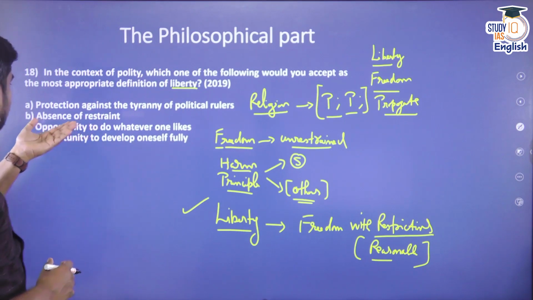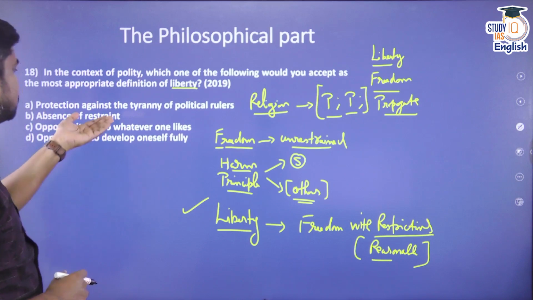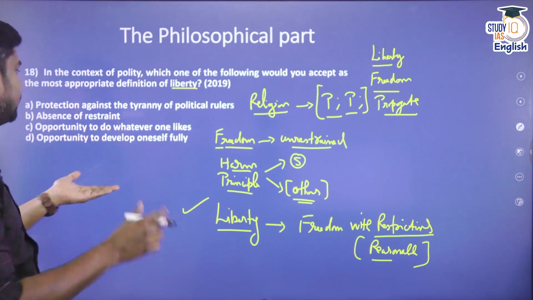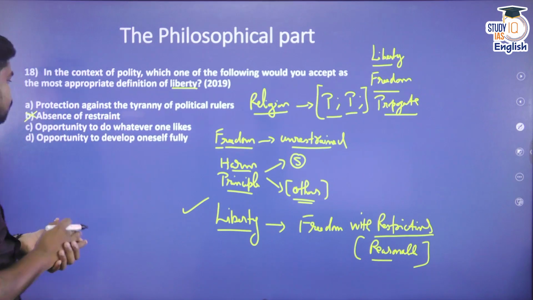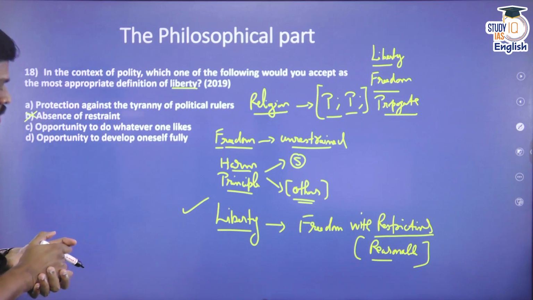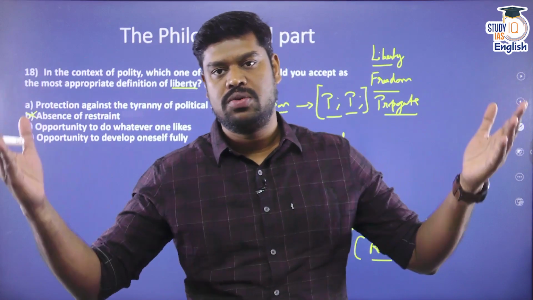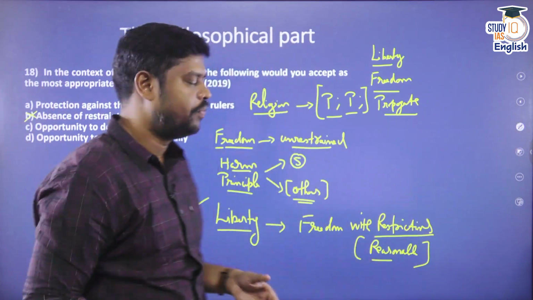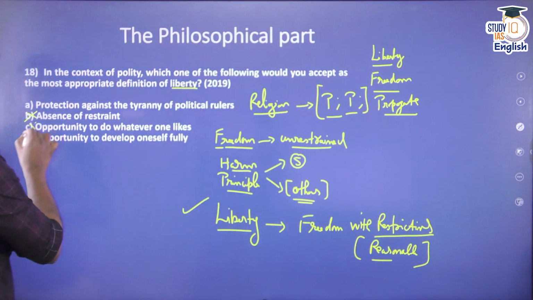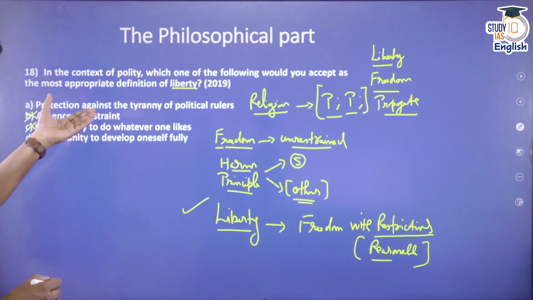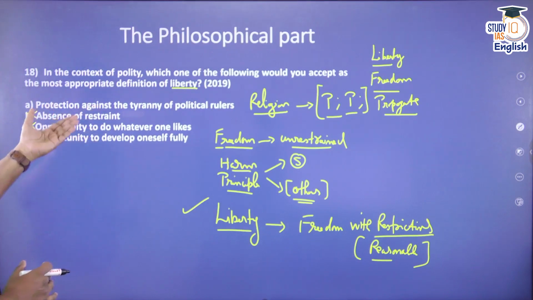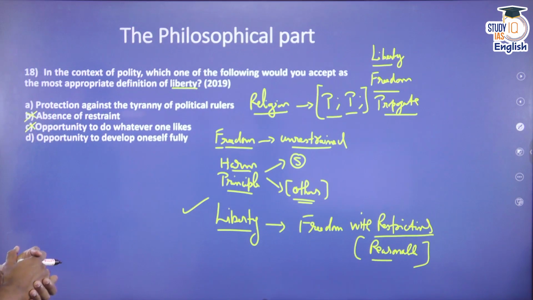Come to option B first, absence of restraint. Liberty means there is always restraint, so you can directly eliminate this. Opportunity to do whatever one likes is not something which is unrestrained. Opportunity to do whatever one wants means there is no restriction upon it, so that is not the concept of liberty. You can be a little confused between option A and option D, but the most appropriate answer is option D.